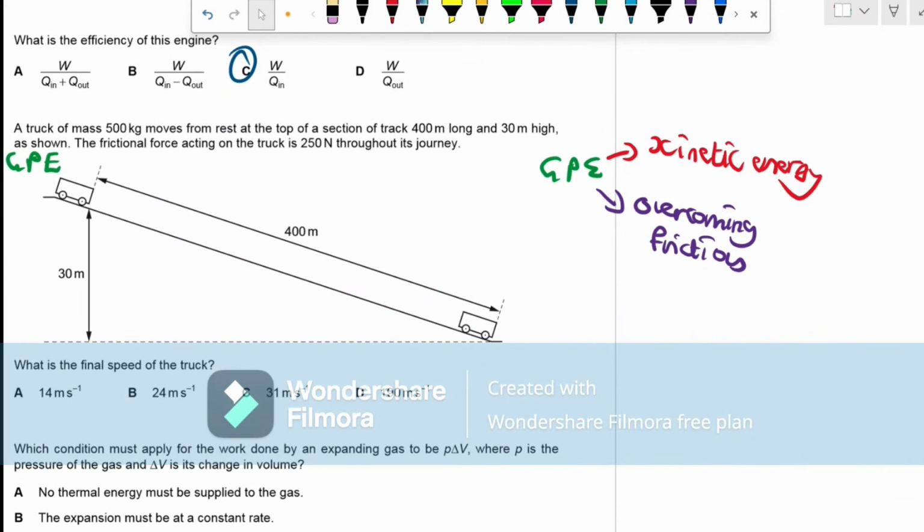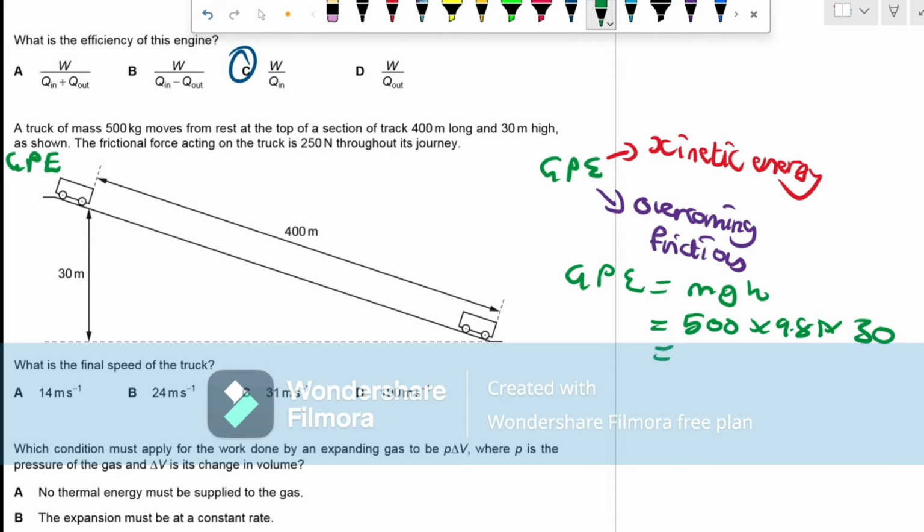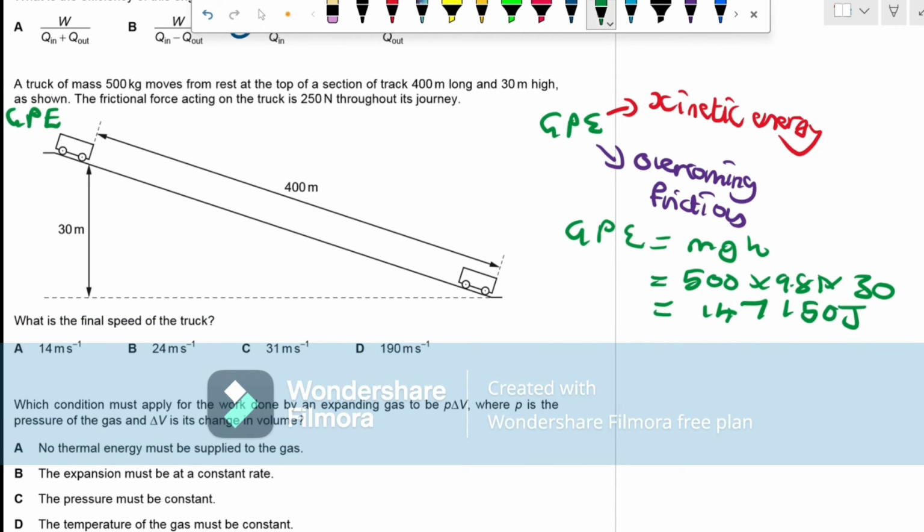So first, what I need is how much GPE do I even have? How do I find that? It's mgh. That's going to be 500 times 9.81 times the height. What height do I have? A height of 30. So my gravitational potential energy is going to be 147,150 joules.